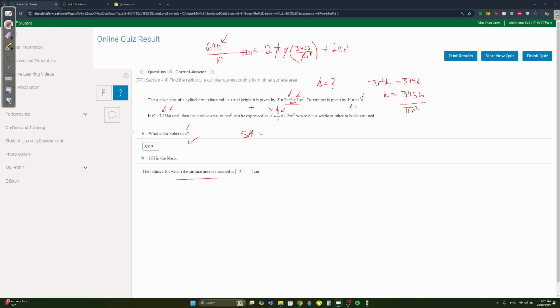We know the surface area from part A is 6912 over r plus 2 pi r squared. How do we find the minimum? It's going to be at the stationary point. So let's derive it. Let's simplify it. You have to take the r up. So what's it going to be? Minus 6912 over r squared if you derive this, and here you get 4 pi r. Equate it to 0.